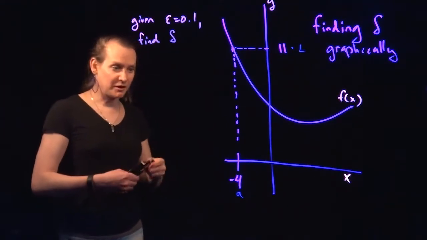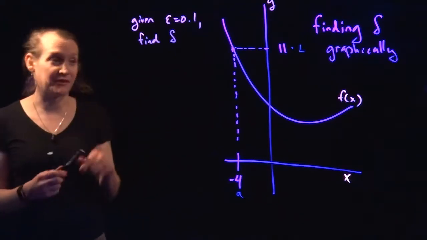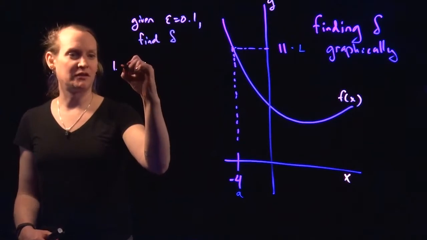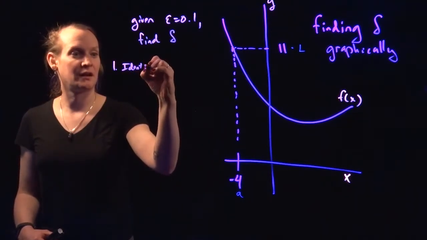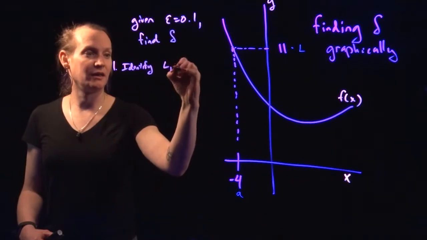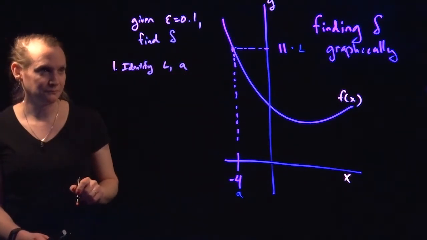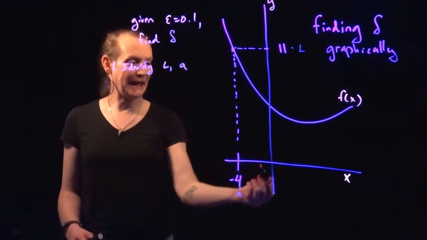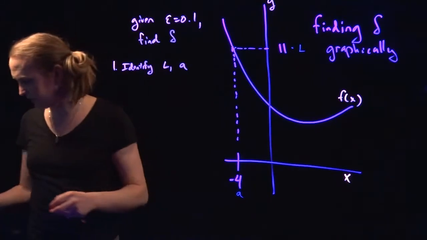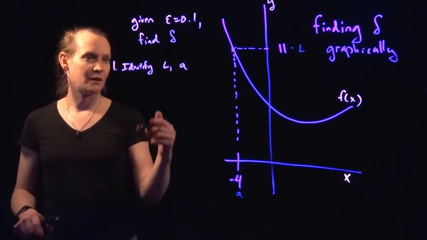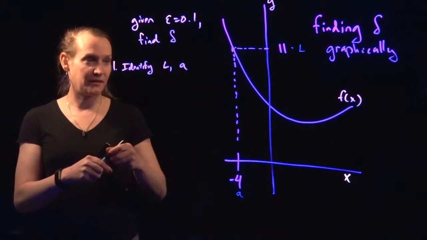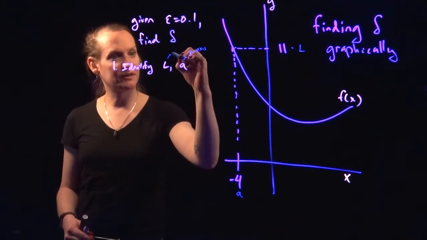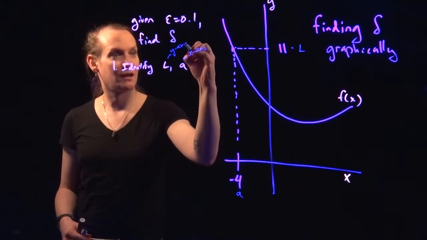So what I'm going to do is think about the steps to this thing. I feel like as a precursor, we need to identify L and A. L always lives on the vertical axis. A always lives on the x-axis. Okay. A always lives on the x-axis, and L always lives on the y-axis.